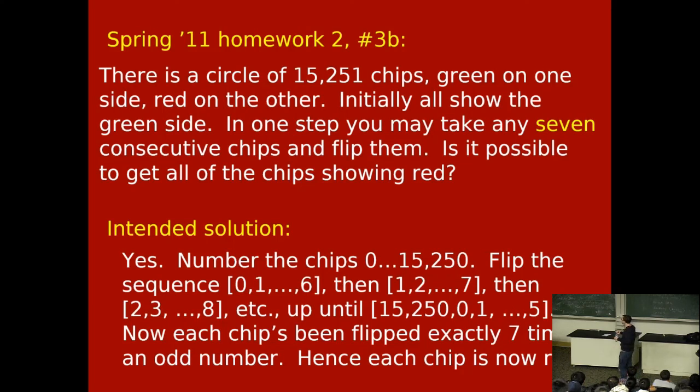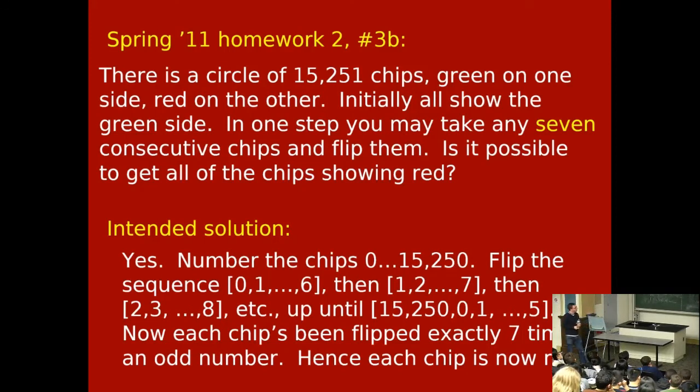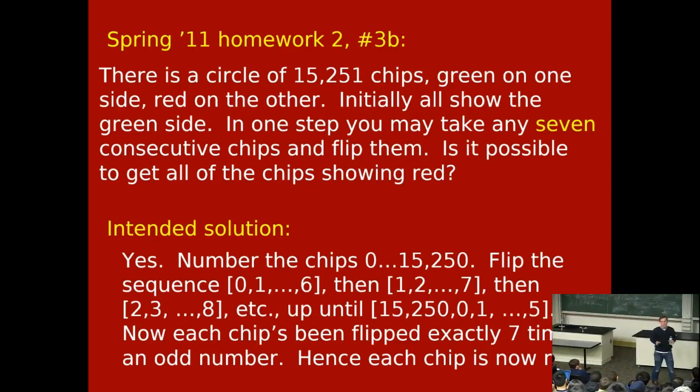Flip 0 through 6, then flip 1 through 7, then flip 2 through 8, then flip, and so on, up to 15,250. It's a circle, so it wraps around through 5. And then observe that every chip got flipped exactly 7 times, which is an odd number, so every chip will in fact end up red. Okay, so that's a nice proof. One thing to say is, it didn't ask you to find the best way to do it, so there's no extra points for doing it in a clever way, and this is a nice way to do it.